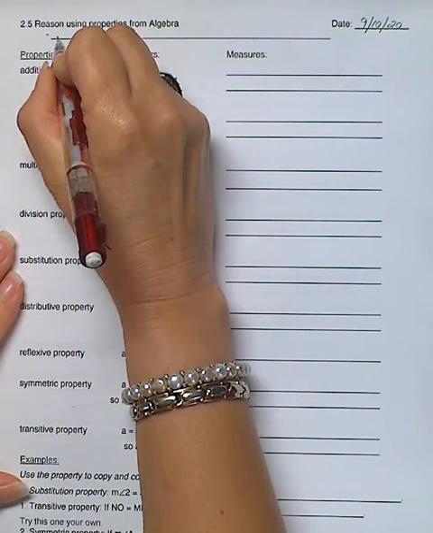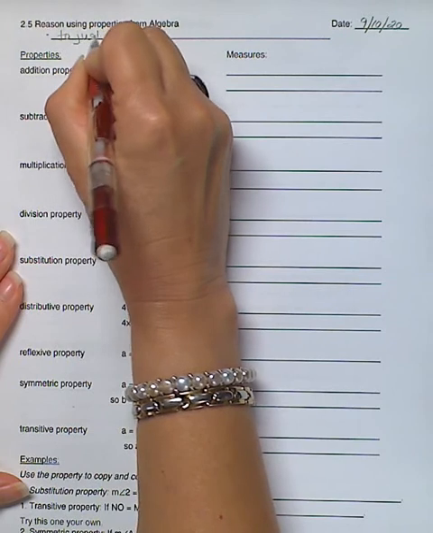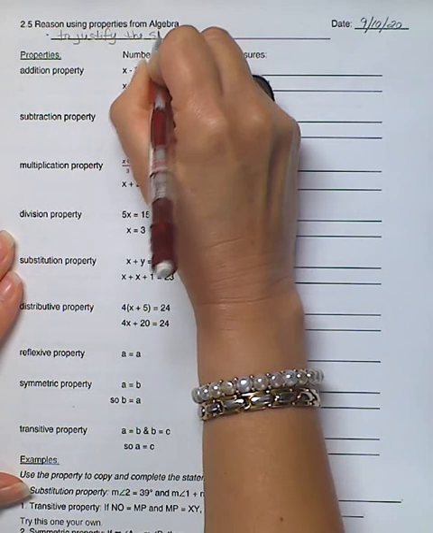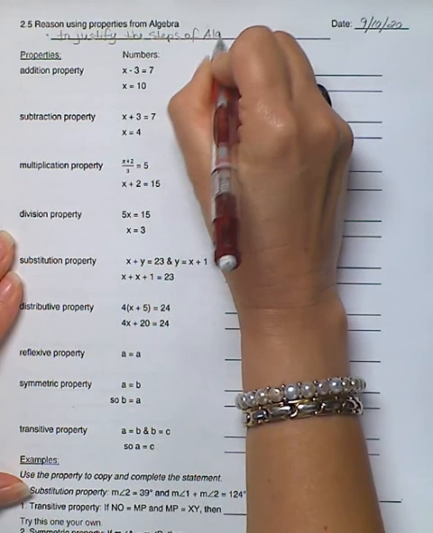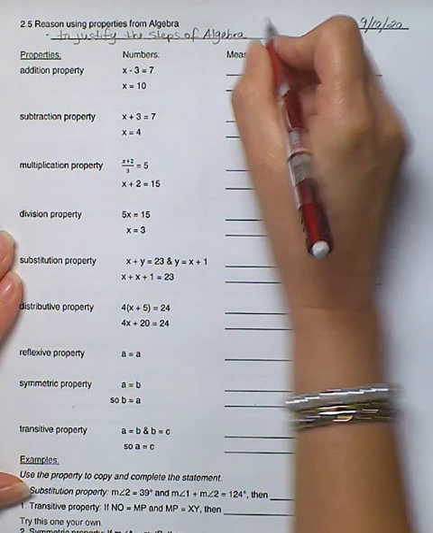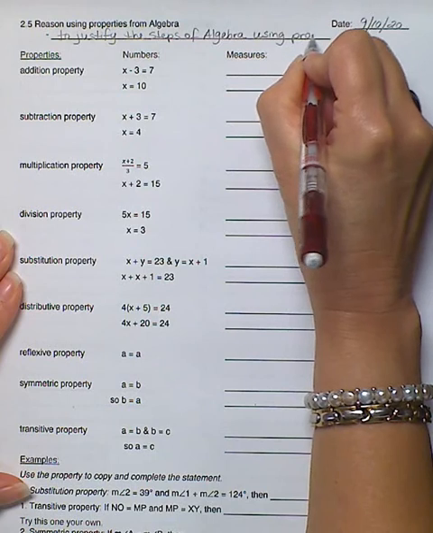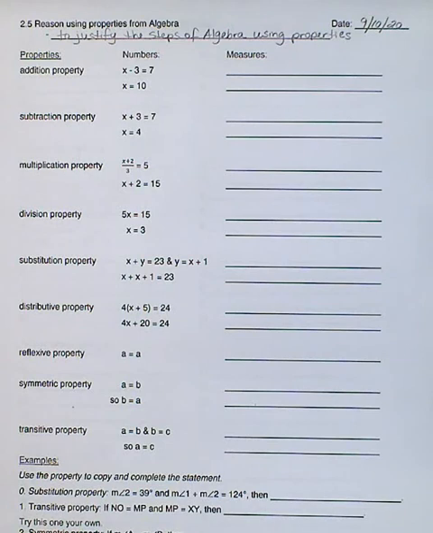So what's our goal? To justify the steps of algebra using properties. The primary goal of all of chapter 2 is to be able to justify steps of some sort. We're going to start with algebra because that's something you're a little more familiar with.